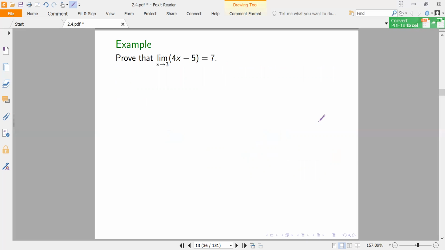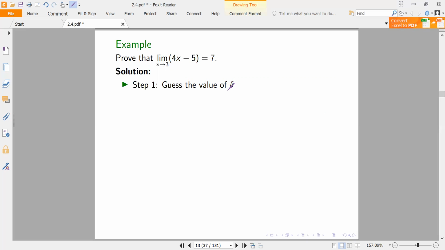Let's see if we can use it to prove that the limit of 4x minus 5 as x approaches 3 is equal to 7. We don't want to use a calculator to prove that it's true, and we don't want to use limit laws. We want to use the epsilon delta definition.